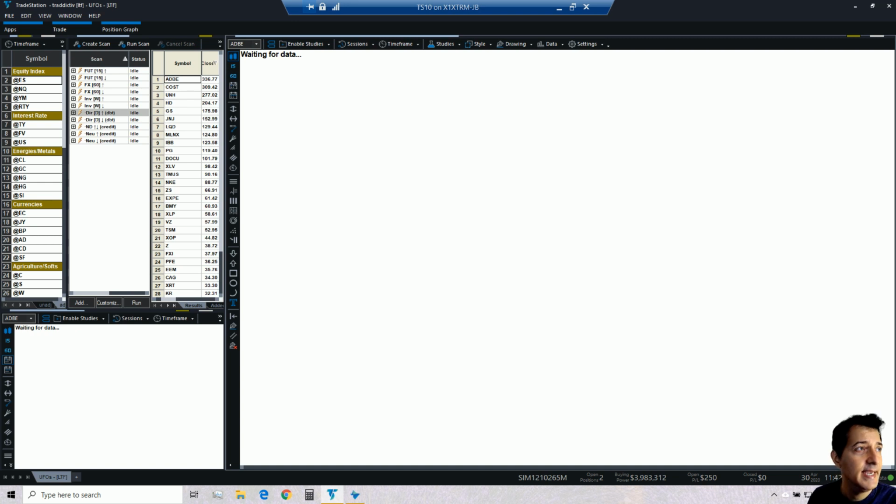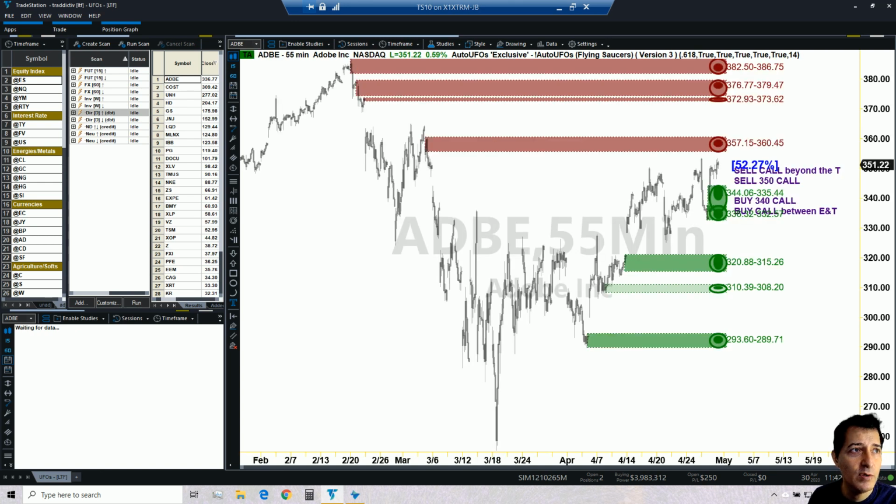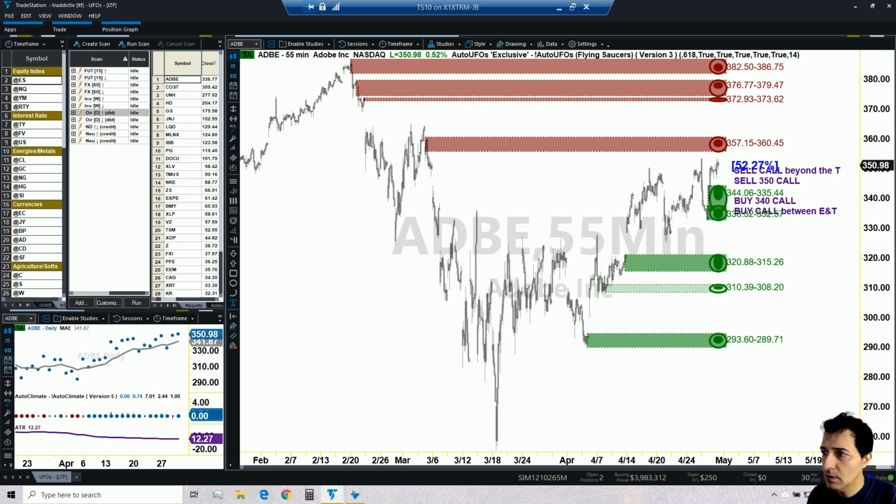In case some of you are in this trade, if any one of you is in this trade, just let me know, guys. I would like to know.